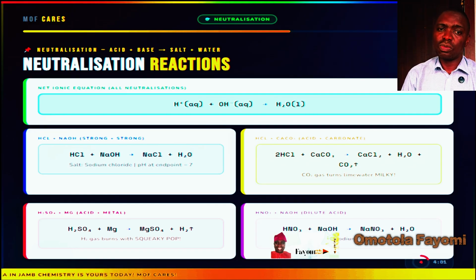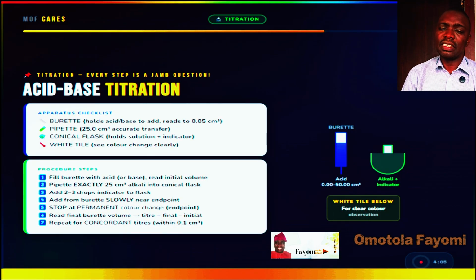Importantly, when a weak acid like ethanoic acid reacts with sodium hydroxide, the sodium ethanoate salt produced makes the solution alkaline, not neutral, because of salt hydrolysis. This is why phenolphthalein is needed. The titration technique is tested both theoretically and in data analysis in JAMB. So understanding every step is essential.